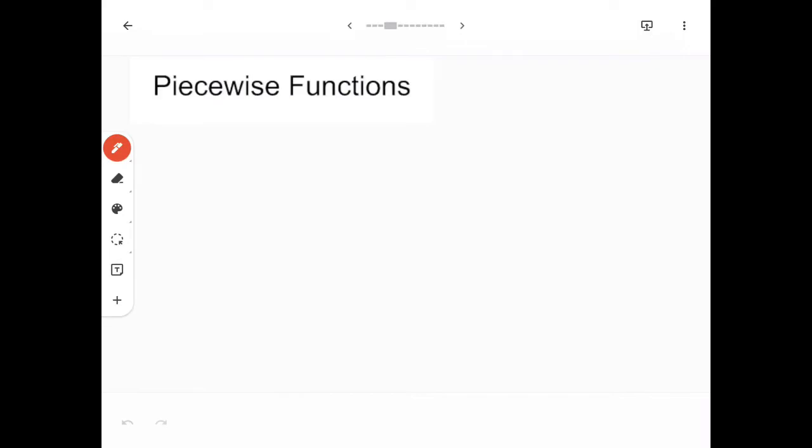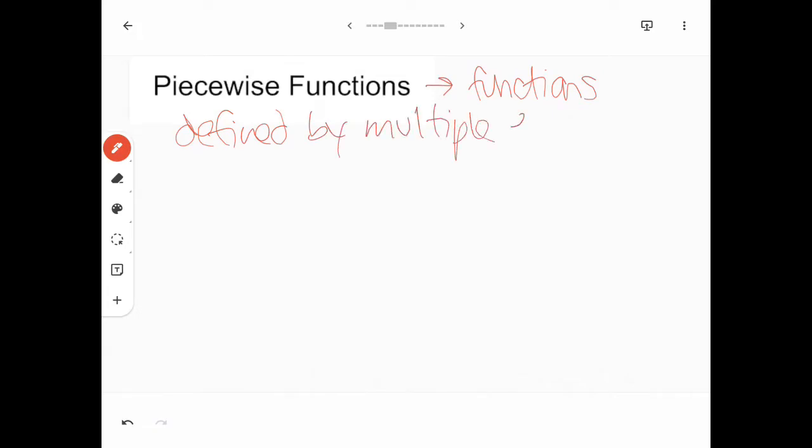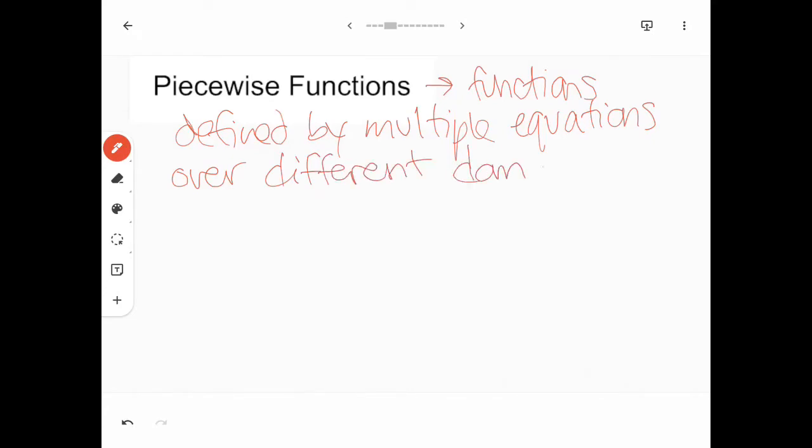Piecewise functions, we defined this on day 1, but I'm going to make sure we remember that, are functions defined by multiple equations over different domains, which remember is really just talking about your x values.